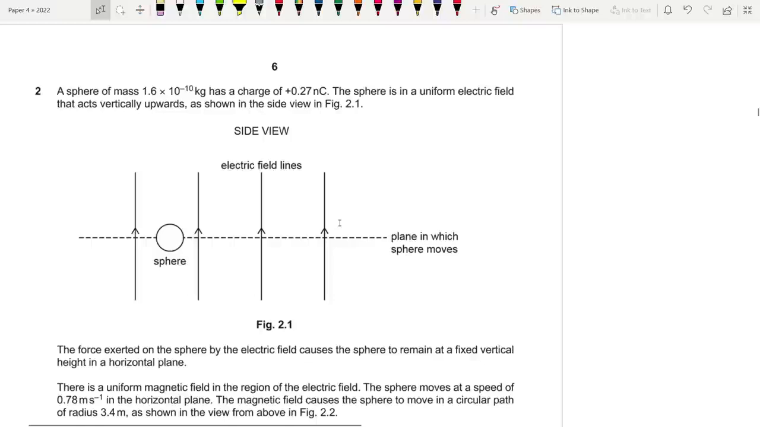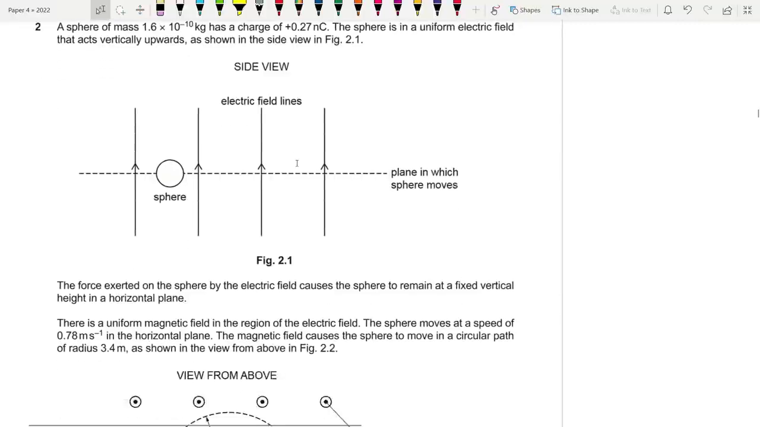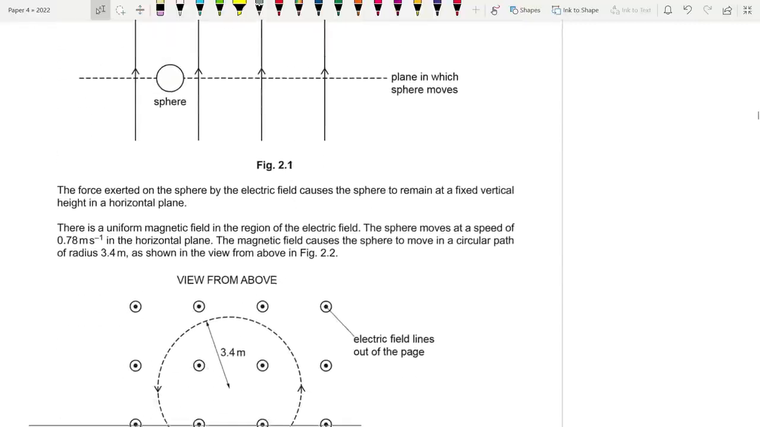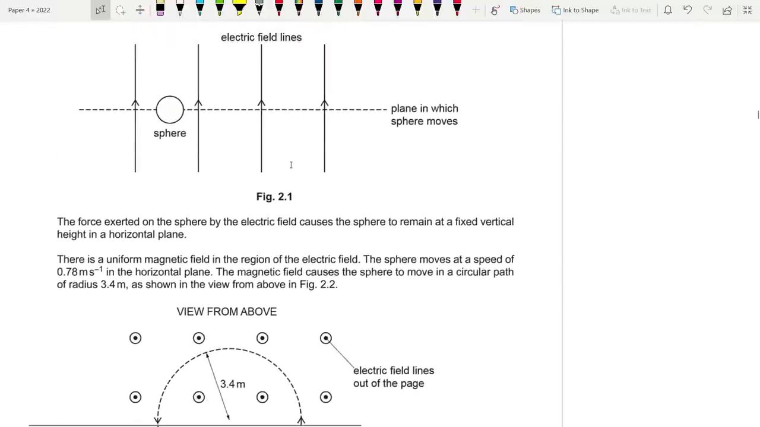A sphere of mass 1.6 × 10^-10 kg has a charge of 0.27 nanocoulombs, 10 to the power minus 9. The sphere is in a uniform electric field that acts vertically upwards as shown in the side view. The force exerted on the sphere by the electric field causes the sphere to remain at a fixed vertical height on a horizontal plane.